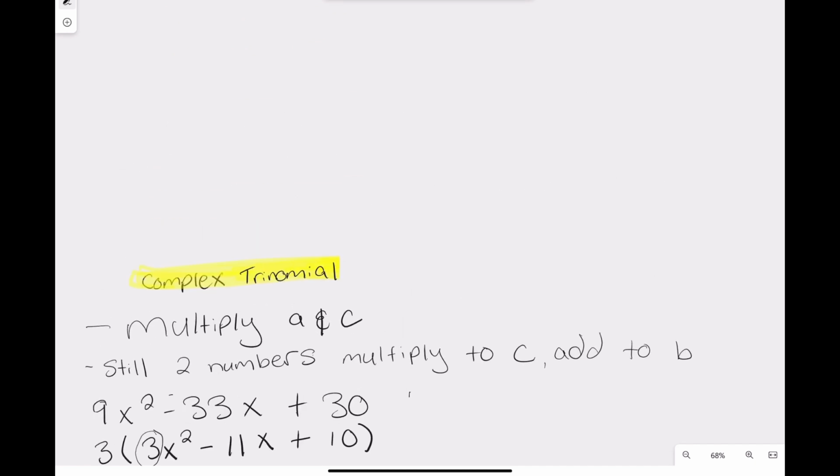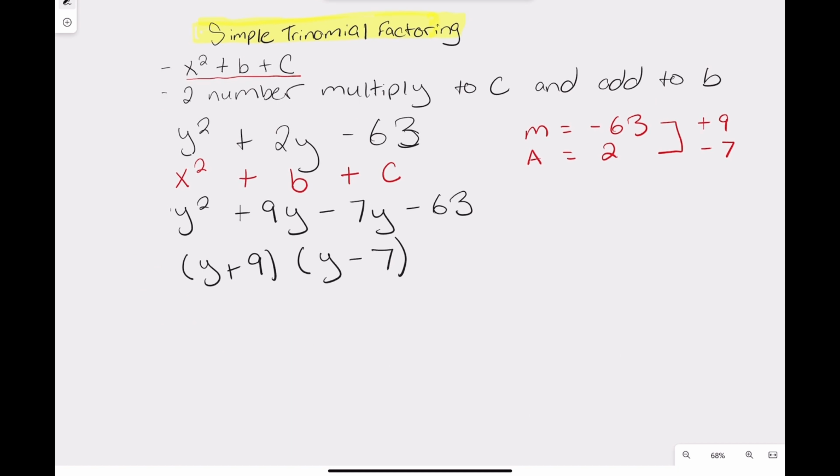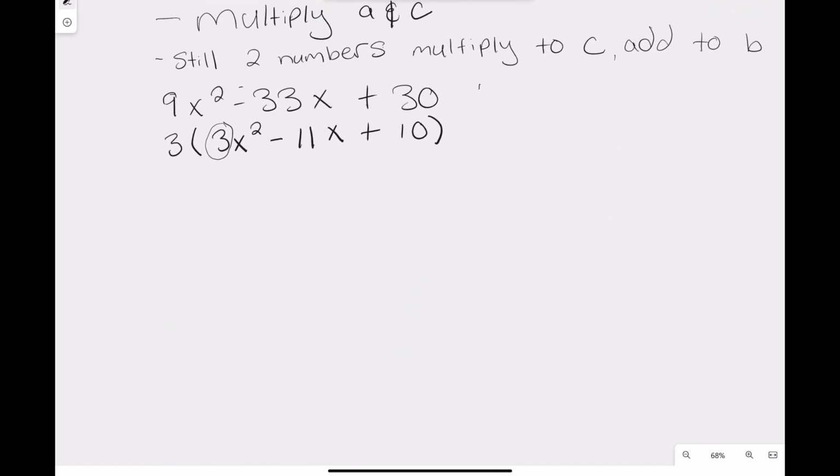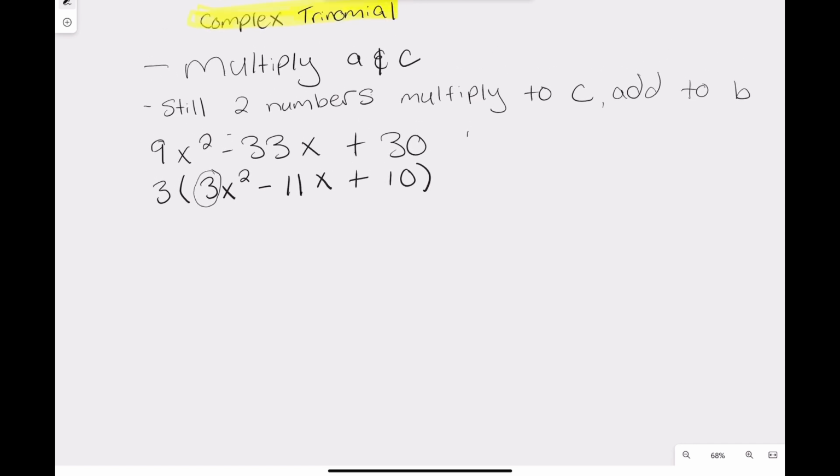And before, in simple trinomials, there was no a term. It was just y squared. The coefficient was 1. But now that the coefficient in front of the x squared or y squared, whichever variable is squared, is a number other than 1, we have to multiply a by c, and that's what makes it a complex trinomial. So the c value now becomes 30, because 10 times 3.